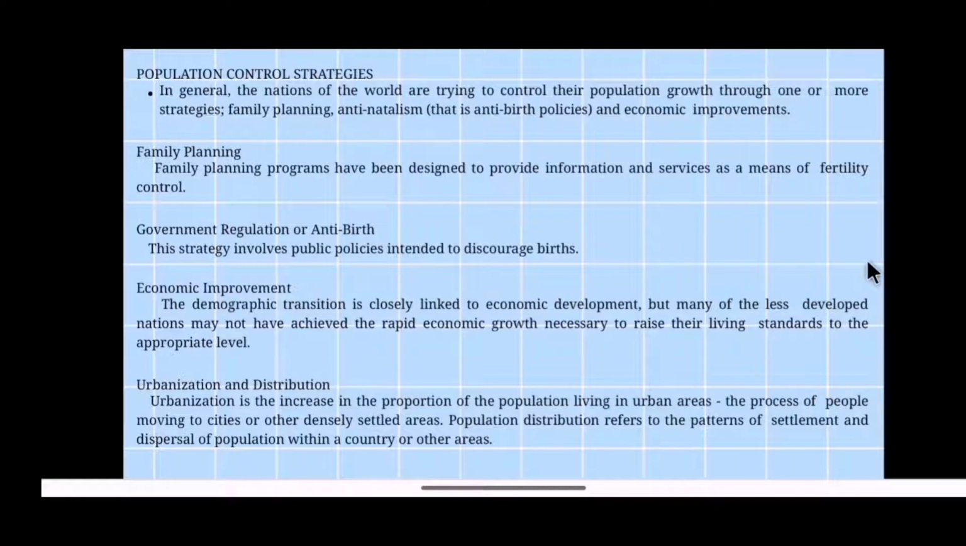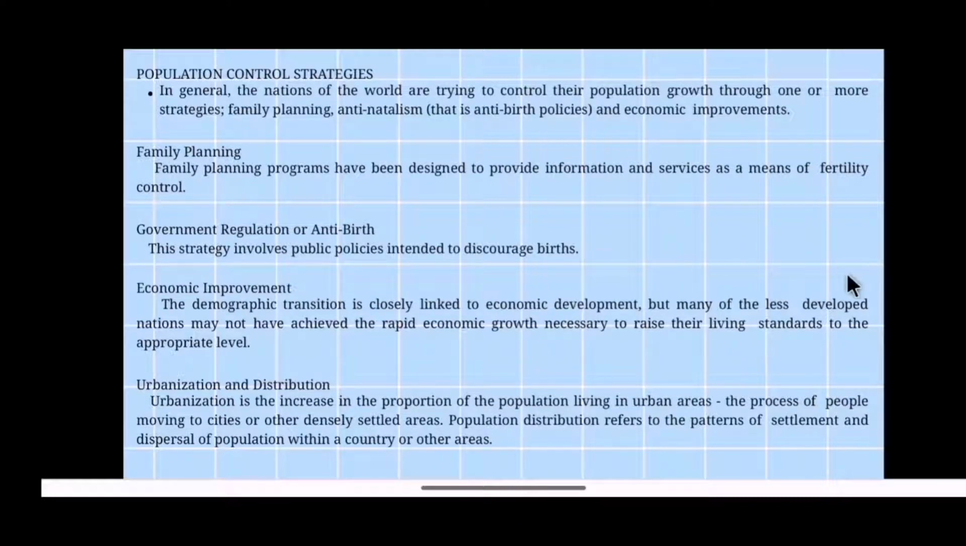And another thing is the government regulation or anti-birth. This strategy involves public policies intended to discourage birth. Kung matatandaan natin way back then, the Republic of China or the Chinese government implemented a one-child policy. That is to reduce the rapid increase of their population.